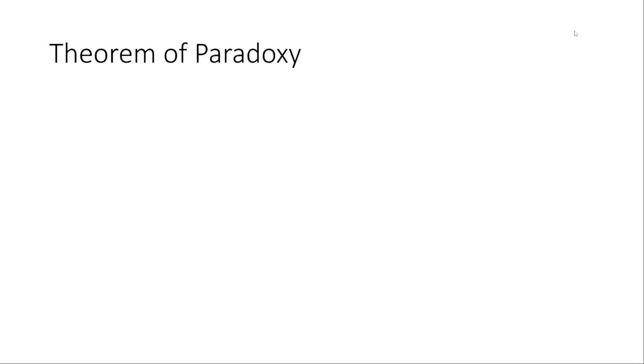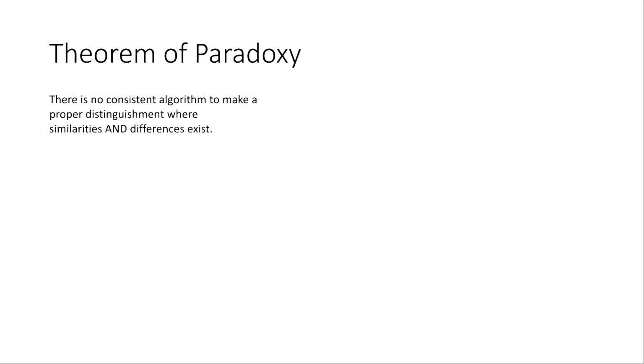So I'd like to propose a theorem called the Theorem of Paradoxy. There is no consistent algorithm when you have two things or more that have both similarities and differences. So it just really doesn't make sense to try to even do something like that, because you wind up with contradictions or other inconsistencies.